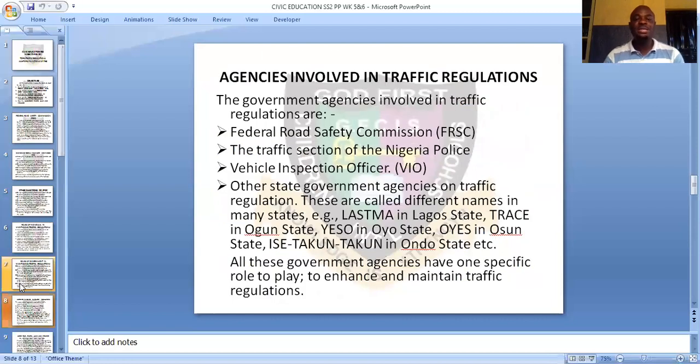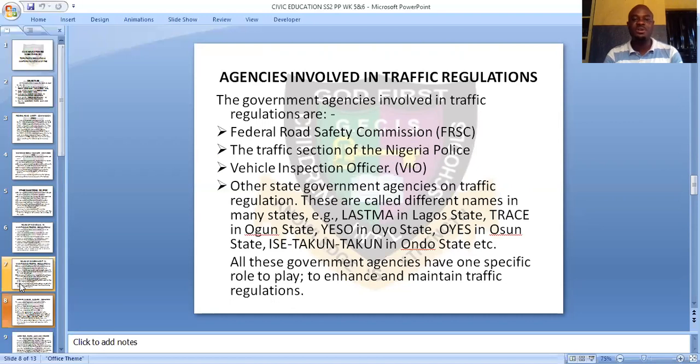Moving from there to agencies involved in traffic regulation. The agencies involved in traffic regulations: we have the Federal Road Safety Commission, FRSC, and we also have the traffic section of the Nigerian Police. Some of them you must have been seeing at different junctions. I think their cap has some yellow on it, and they wear something different from a normal police dress. So when you see them, you know that they are the traffic section of the Nigerian Police. They also help in directing traffic. We also have the VIO, that is Vehicle Inspection Officer. These ones are meant to inspect vehicles to make sure they are in the right condition to be on the road, especially the highway.